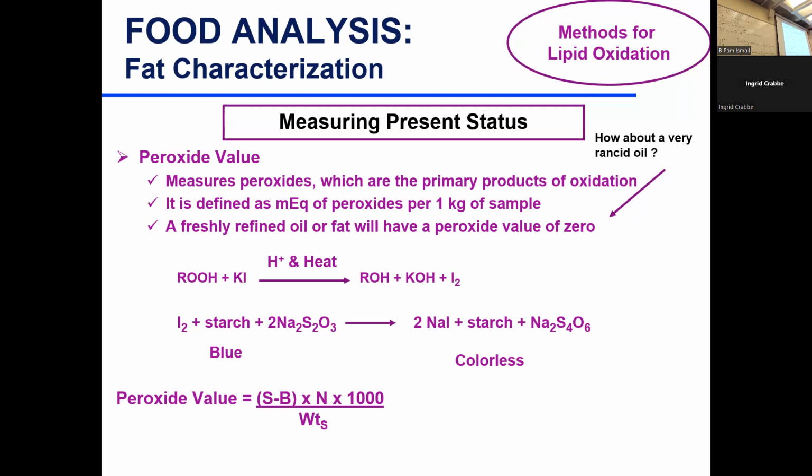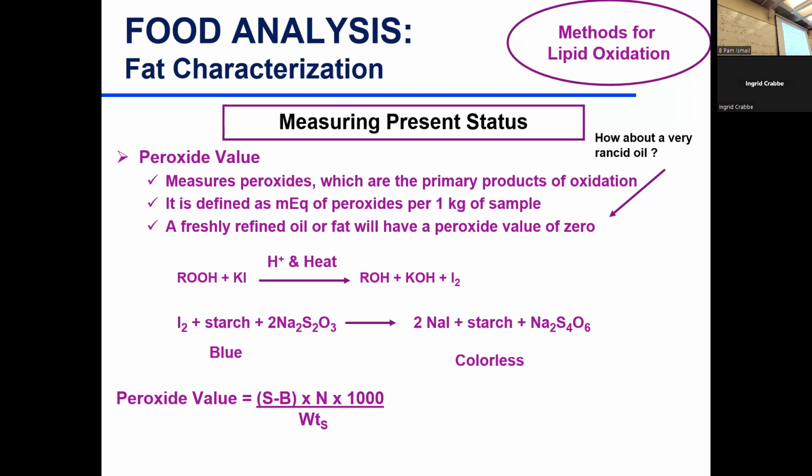So here you might still be generating. So here the rate of generating peroxide is larger than the rate of generating secondary metabolites. Here the rate of generating secondary metabolites is larger than the rate of generating peroxide until no more peroxide. All peroxide moved on. So a very rancid oil will have a peroxide value of 0.